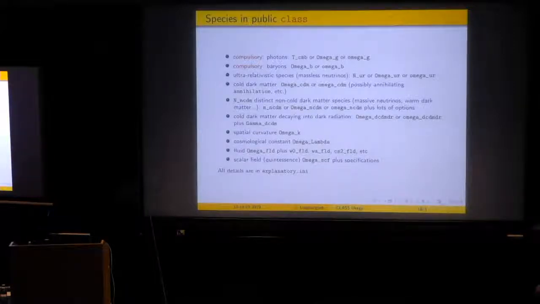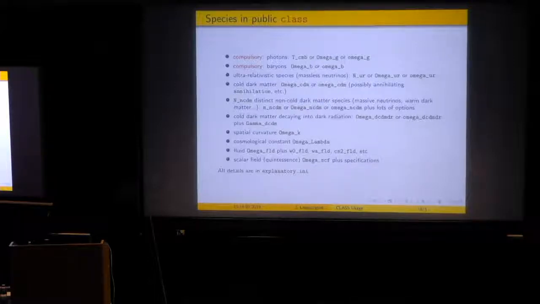The next one is ultra-relativistic species, which could be massless neutrinos or many other things. Axions, moduli, whatever. So they are all grouped as UR for ultra-relativistic species, and you can pass their density as a big omega, small omega, or contribution to N_eff, the effective neutrino number. Of course, you have cold dark matter, and we will see that there are options for cold dark matter. It can be simple, or it can be annihilating or decaying.